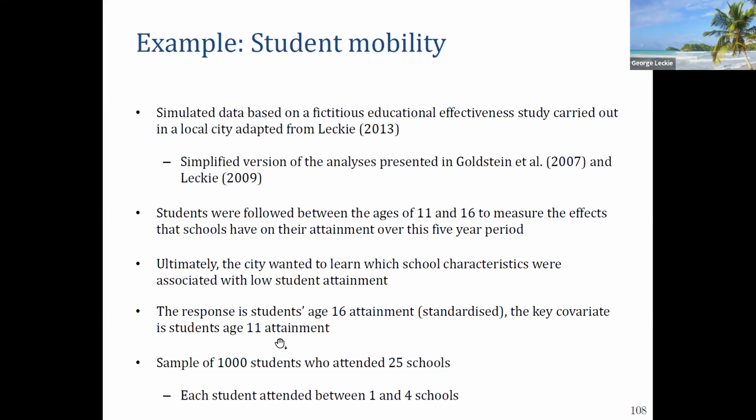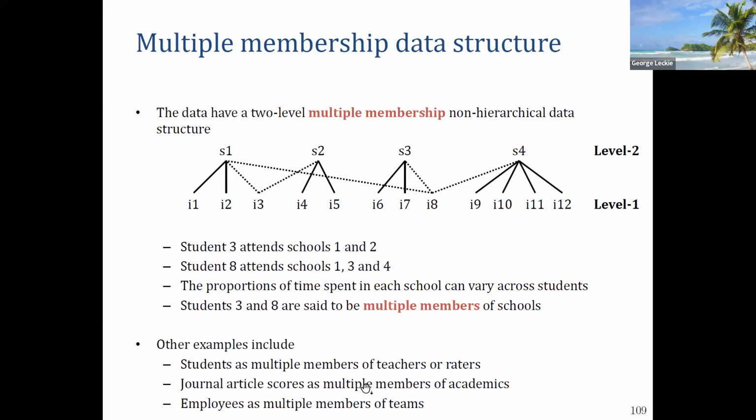So I simulate data with 1,000 students and 25 schools. Standardized outcome, age 16, standardized prior attainment, age 11. And each student attended between them 1 and 4 schools over a 5-year period. Okay, here's the unit diagram.